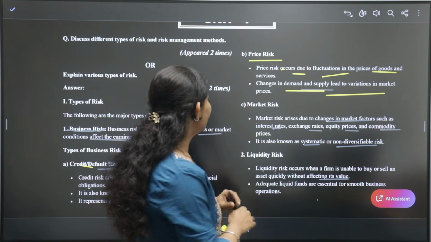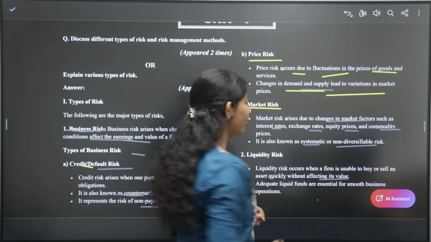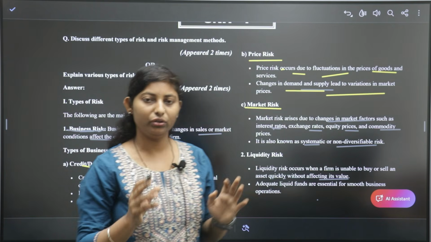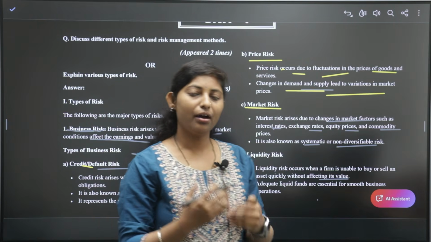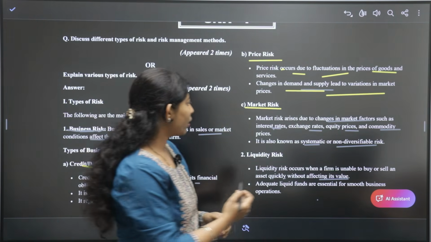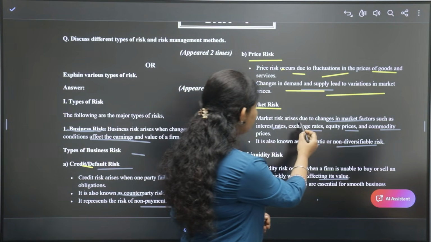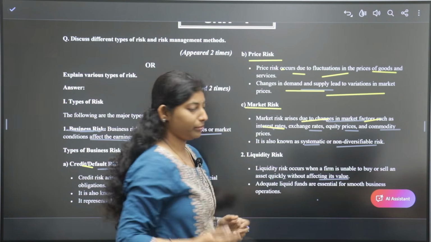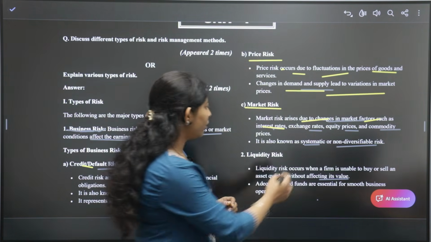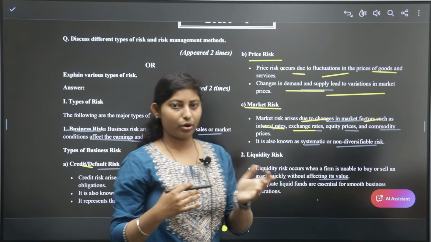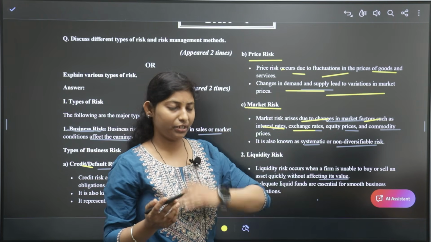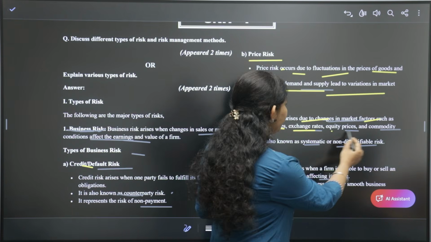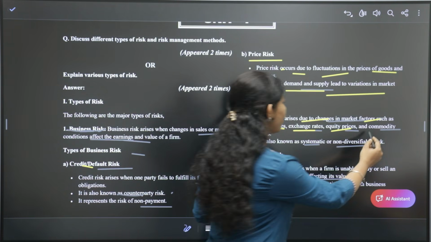Next, the third risk in business risk, we have market risk. Very important risk. Different market factors affect the business, and then market risk occurs. So what are the market factors? Market risk arises due to changes in market factors such as interest rate. There may be an increase or decrease in your interest rate, or exchange rate, when whatever is being exchanged, there may be an increase or decrease in your exchange rate while selling or buying the product. Equity price ups and downs, and commodity prices.